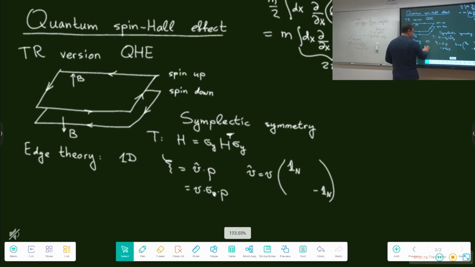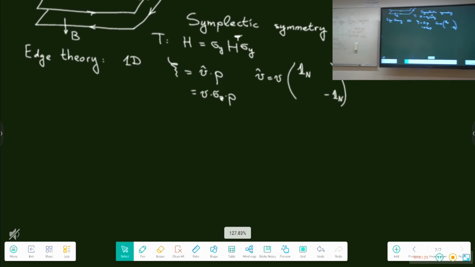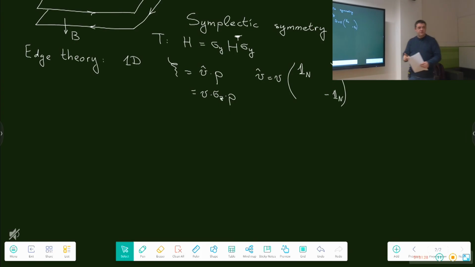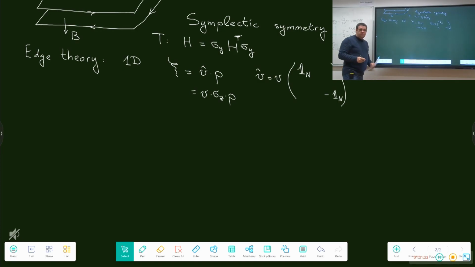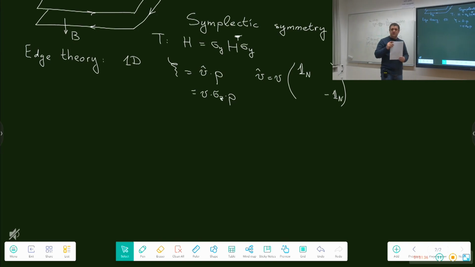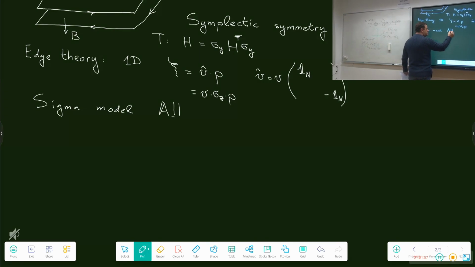So we do a sigma model for exactly this Hamiltonian. But now this will be a sigma model of symplectic class, not of the unitary class. Can anybody remind me what is this sigma model of symplectic class? What's the difference between unitary and symplectic? Sigma model class A2. This is symplectic A2.